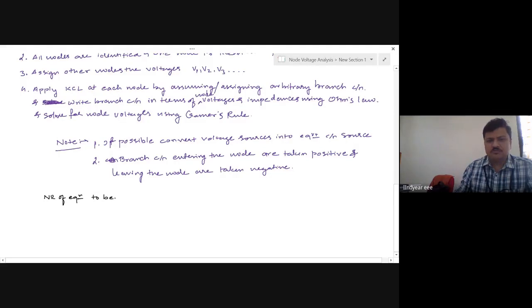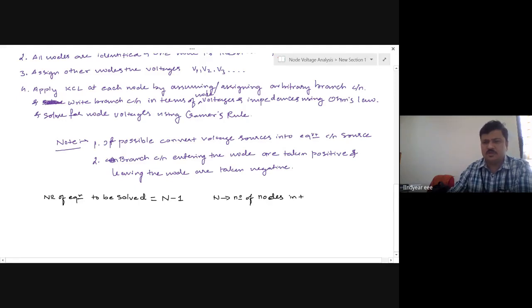The number of equations to be solved is equal to n minus 1, where n is the number of nodes in the circuit.